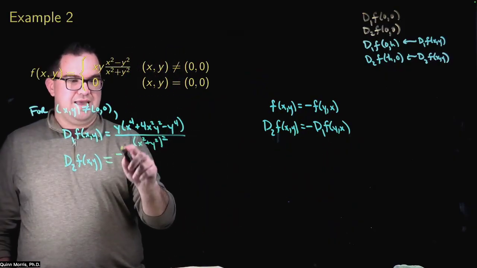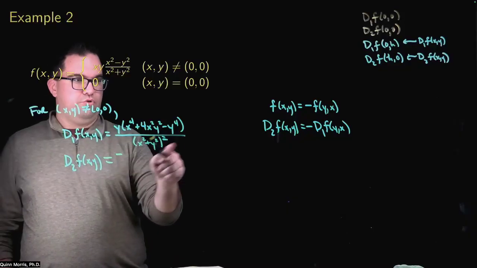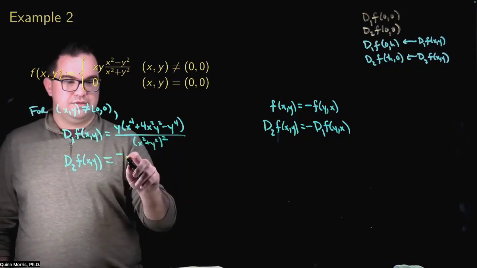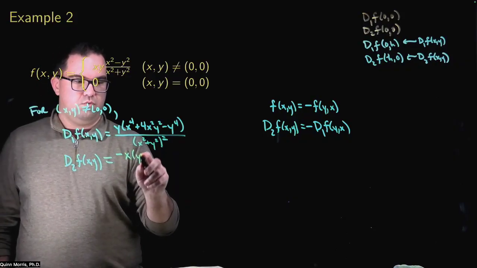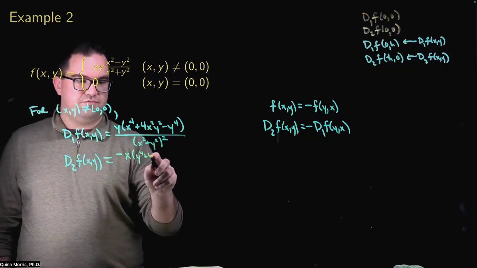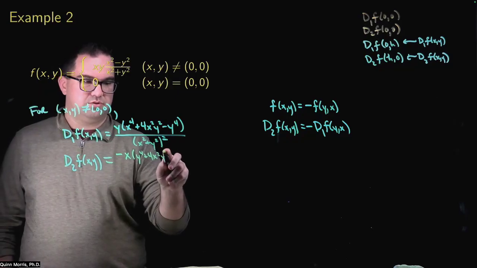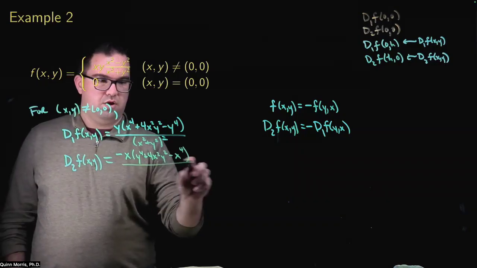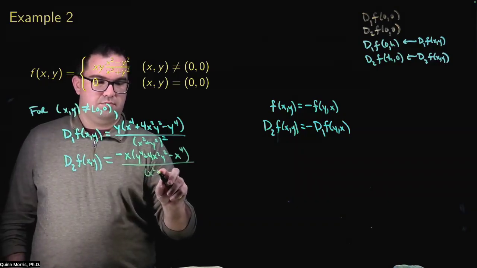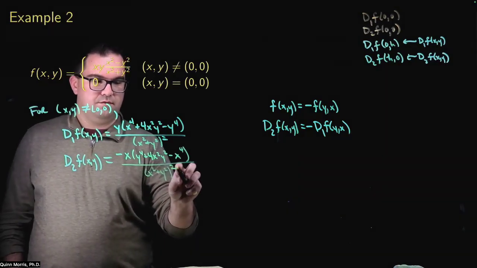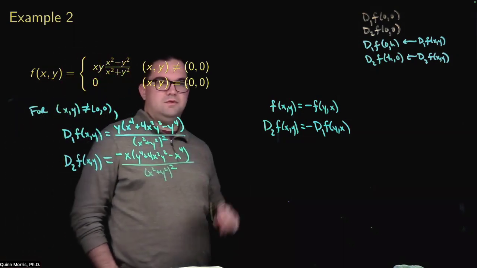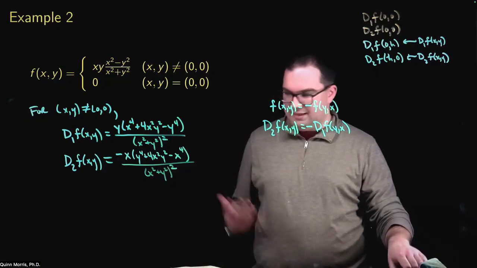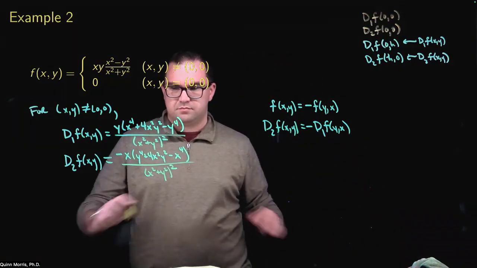So if I just negate this whole thing, and now everywhere I see y, I'm going to put an x, and everywhere I see x, I'm going to put a y. So I'll get x, y to the fourth plus 4, I also get an x squared y squared here, minus x to the fourth, all over this will still just be x squared plus y squared, squared. So that's a little sort of cheat to quickly get that derivative.